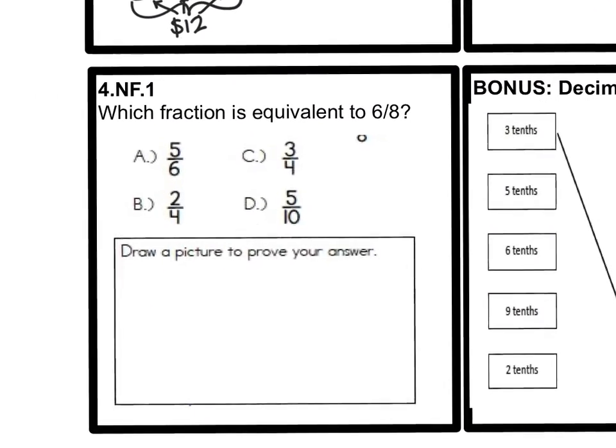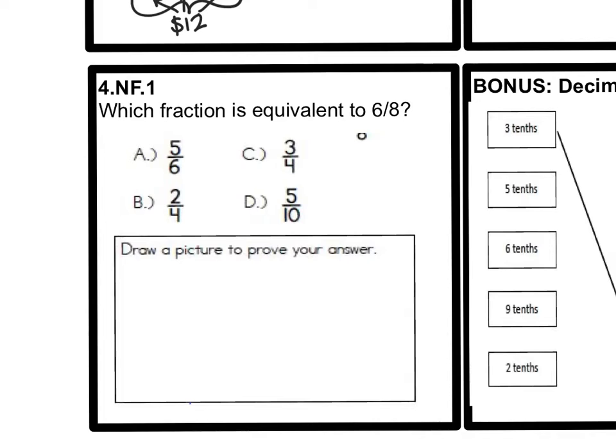All right, this last one, which fraction is equivalent to 6/8? What I'm going to do is work backwards here. I'm going to take the unknown fraction and multiply it by the same number over the same number and see if I can possibly get to 6/8. So I'm going to start with A, 5/6. Does 6 times anything give me 8?